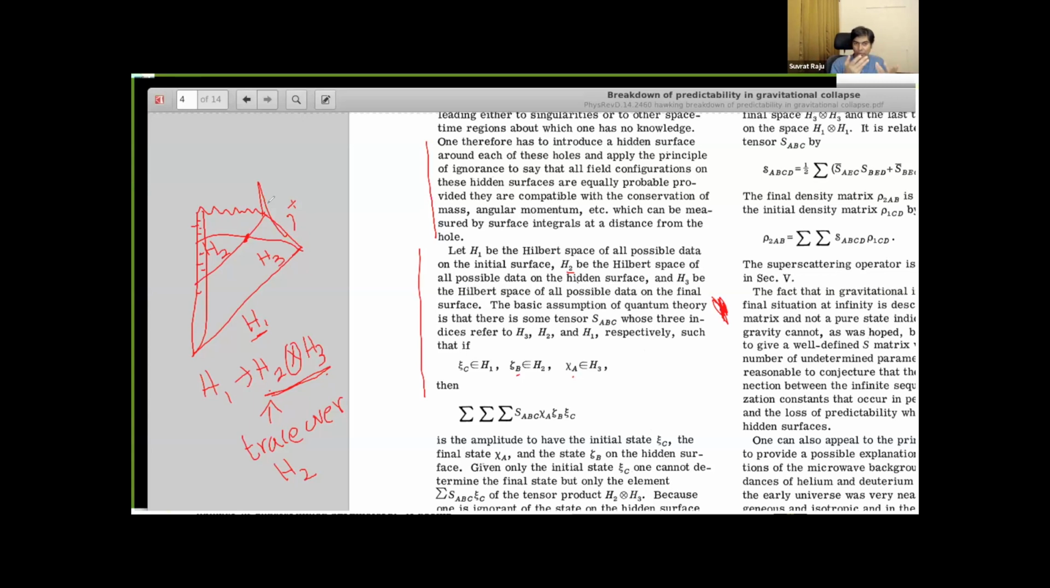I recommend that all of you open Hawking's paper and read it. We won't read the whole paper in class, but you can read it at your own leisure. But these are the key points I want to emphasize in Hawking's paper.